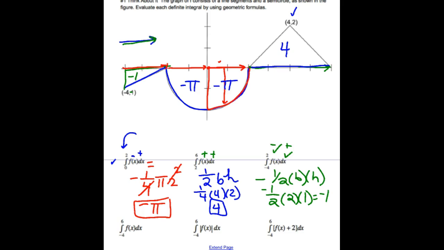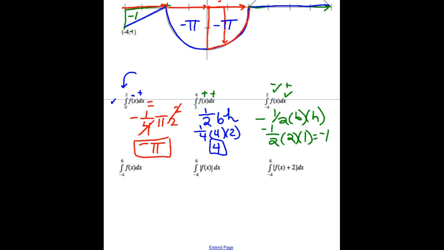Again, all of that is negative because it's under the x-axis. And then I have my triangle at the end, which has an area of 4. So I can just add those all up separately. I have the -1 with this first triangle, then I have a -2 pi with that semicircle, and then +4. So when I'm all done, the total would be 3 minus 2 pi. It's balancing out to be negative because more of it is under the x-axis than above.